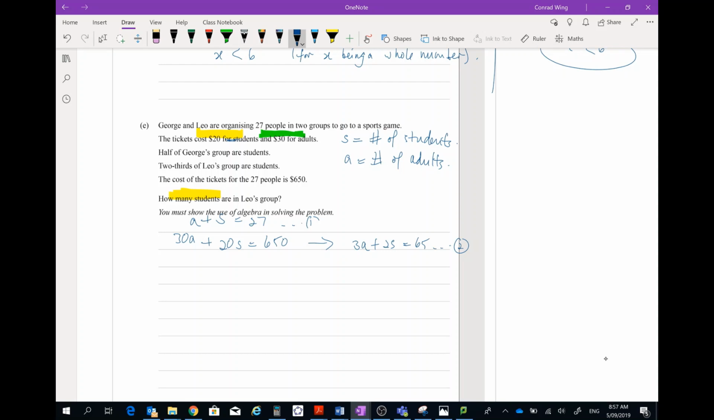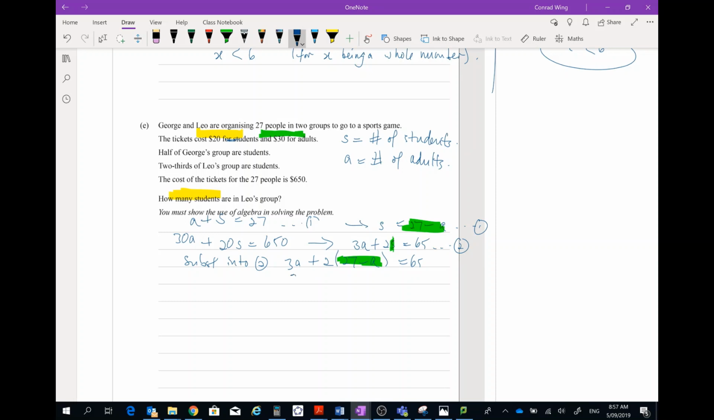So what are you going to substitute? Well, first you go S equals 27 minus A. So you've got an S value, and then you just plug that into your one below, so you've got 3A plus 2 brackets 27 minus A equals 65. Does that make sense to everybody? We've got an expression here for students, and instead of S here, we're going to write that expression, 27 minus A. Happy? Alright, expand this for me.